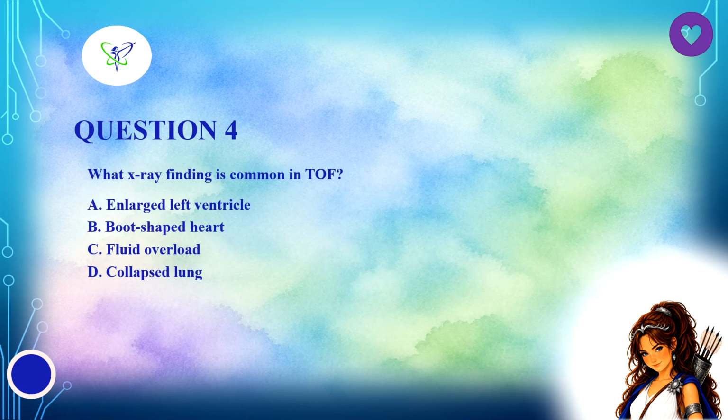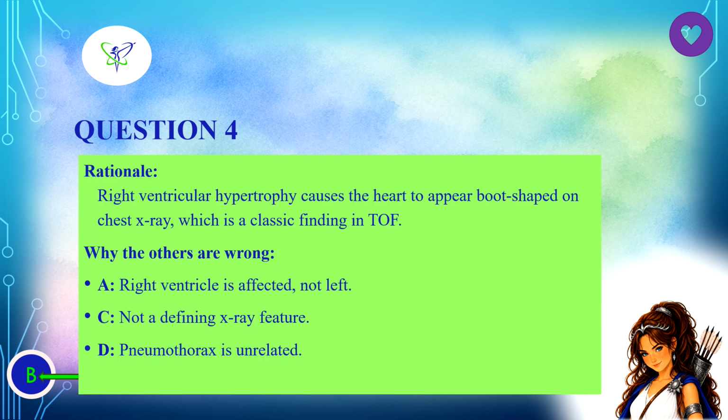Question 4. What X-ray finding is common in Tetralogy of Fallot? Enlarged left ventricle, boot-shaped heart, fluid overload, or collapsed lung? I'm going to say B, boot-shaped heart. And the rationale is right ventricular hypertrophy causes the heart to appear boot-shaped on chest X-ray, which is a classic finding in Tetralogy of Fallot. The others are wrong because the right ventricle is affected, not the left. C is not a defining X-ray feature, and pneumothorax is unrelated.